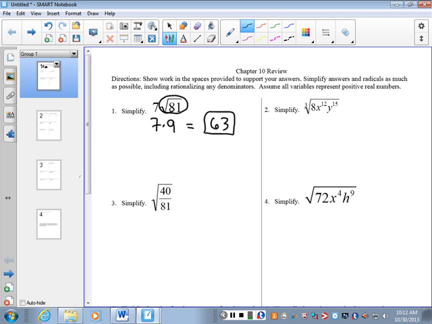Number 2, I have a cube root of 8x to the 12th y to the 15th. Do I need to worry about breaking up any part of that? No, it's all perfect. So don't waste your test time trying to split it up into different cube roots. The cube root of 8 is 2.